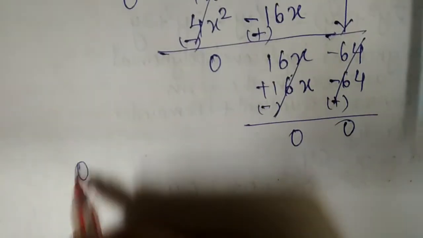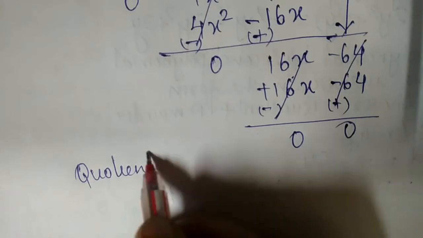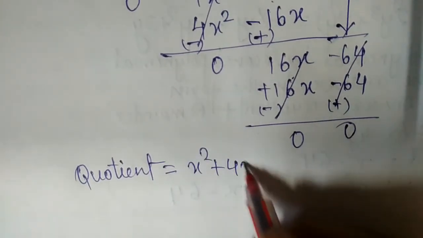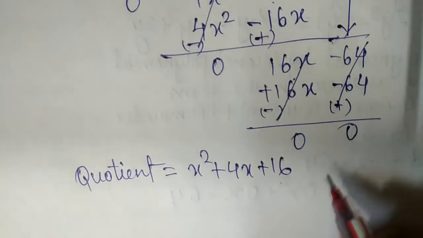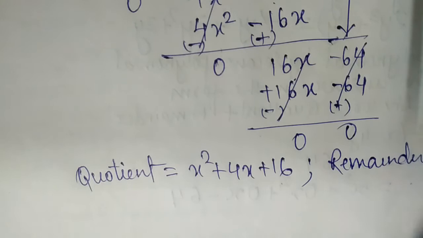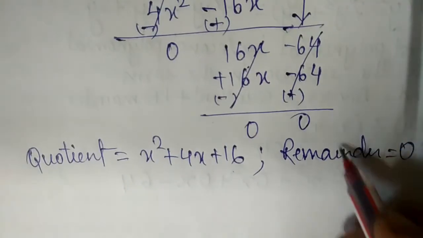So here the quotient and the remainder, what we are getting, that is the quotient equals to x square plus 4x plus 16. Then the remainder we are getting 0 here. So remainder equals to 0.